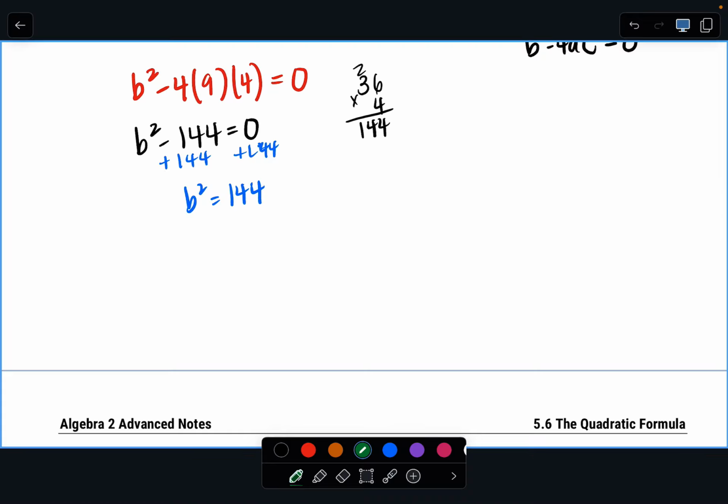Square root. I'm going to square root the left. I'm going to square root the right. There was a special thing that we had to remember when you're taking the square root, when you're solving, what do we have to have? A plus or minus. Thank you, Layton. b is equal to plus or minus. What is the square root of 144? 12.